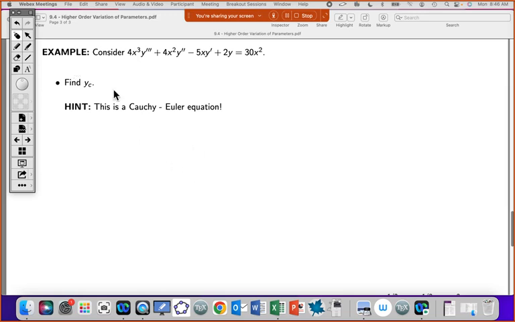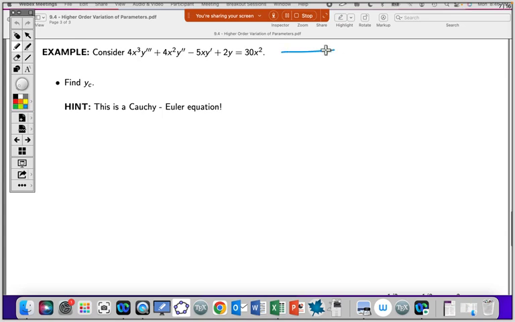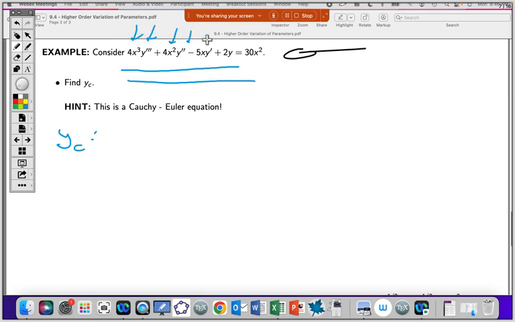So let's take a look at this example. There's a hint here that says this is a Cauchy-Euler equation. So we've got to remember, how do we spot Cauchy-Eulers? Because there's one like this on your last take-home coming up. How do we know this is a Cauchy-Euler? And then follow-up question, what do we do with Cauchy-Eulers? So what about this diffie q? Yeah, the power of x matches the order of the derivative.